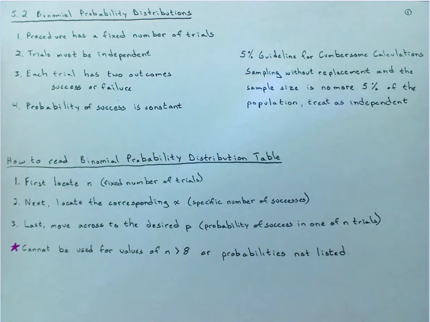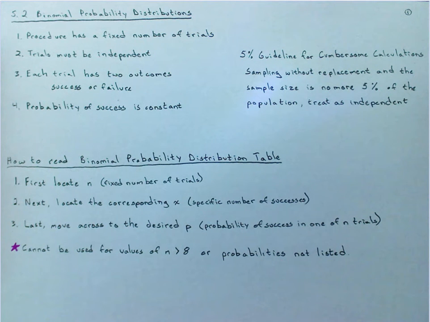First, locate n, and n is your fixed number of trials. Next, you'll locate the corresponding x value, and x represents the specific number of successes that you're wanting. And last, you're going to move across to the desired p-value, and that p-value represents the probability of success in one of n trials.